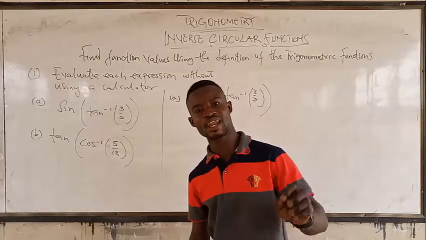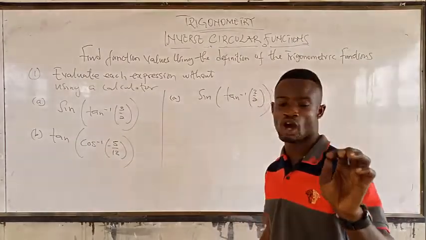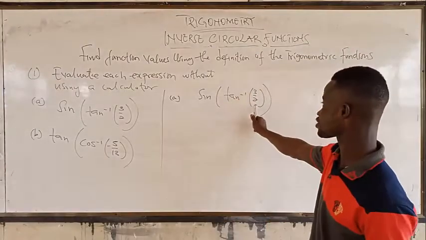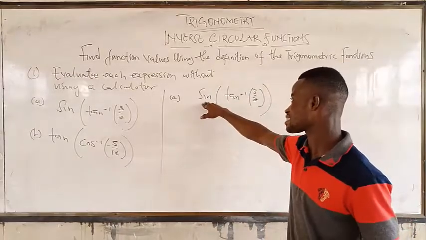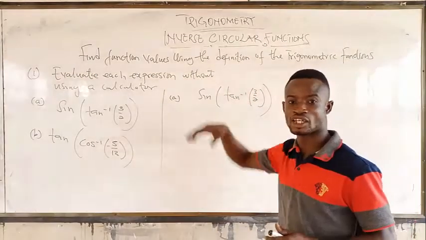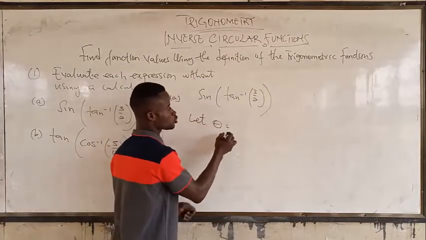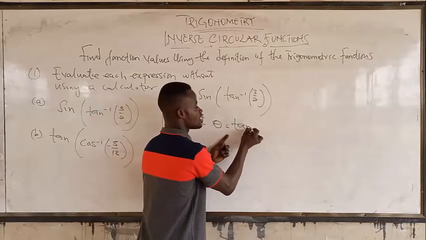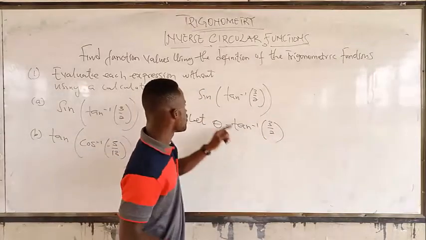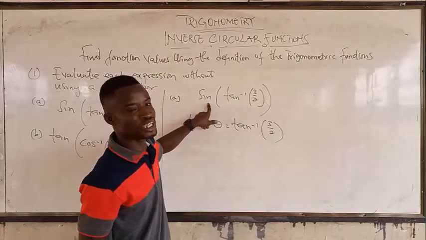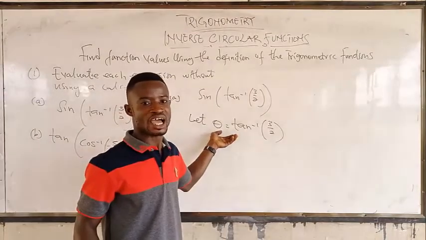Here, we are going to let theta be equal to tan inverse of 3 over 2. Now, don't forget that the whole of the tan inverse of 3 over 2 is the argument for what? Sine. So when we let theta be equal to tan inverse of 3 over 2, what we have will be sine theta, because the argument is now theta.